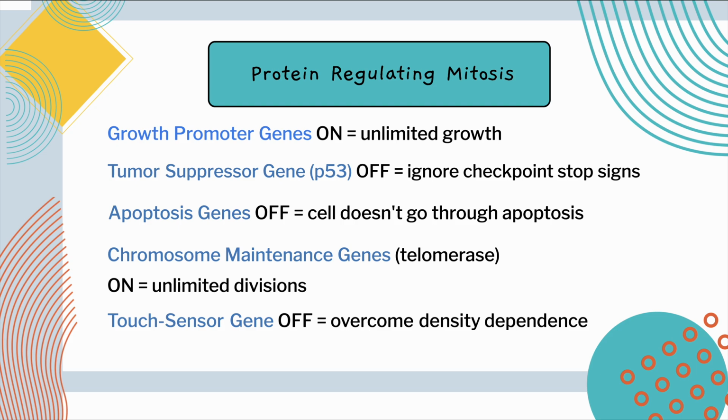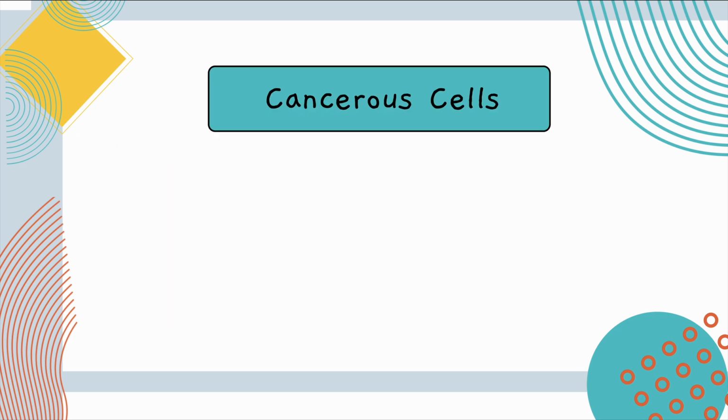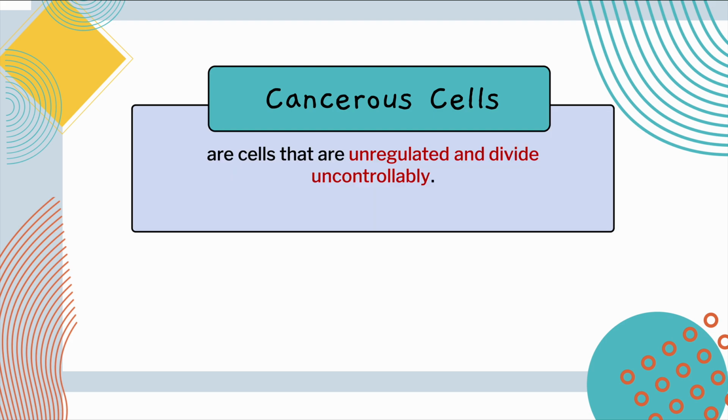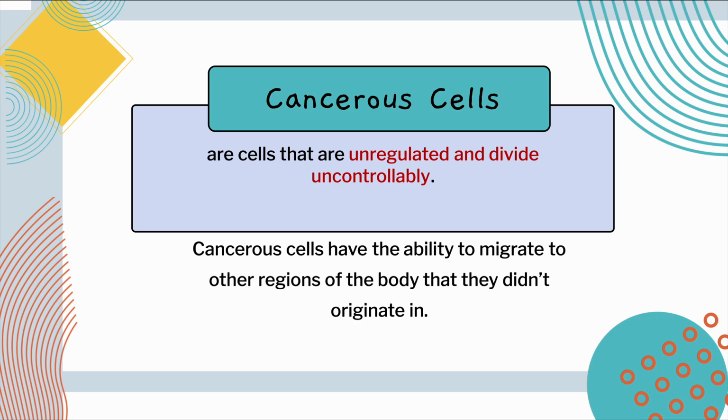So it's very important that cell division is regulated with a combination of the key 6 genes and the proteins. Cancerous cells are known as disruptions in the cell cycle. They are cells that are unregulated and divide uncontrollably. Cancer cells have the ability to migrate to other regions of the body that they didn't originate in.